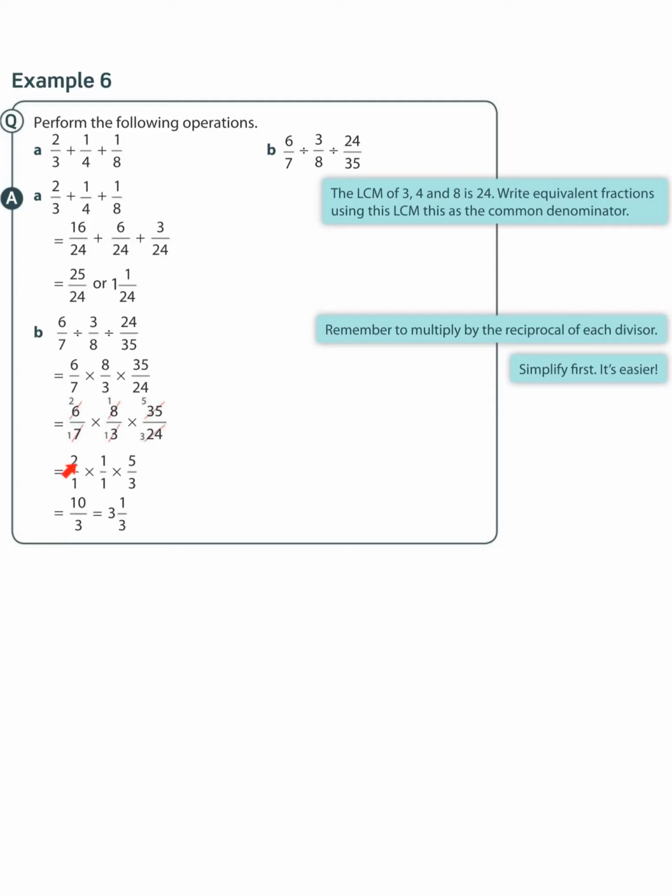And now we multiply it out. 2 times 1 times 5 is 10. 1 times 1 is 1 times 3 is 3. And that's 3 and 1/3 as a mixed fraction. And to check that, 3 times 3 is 9 plus 1 is 10. Well done.